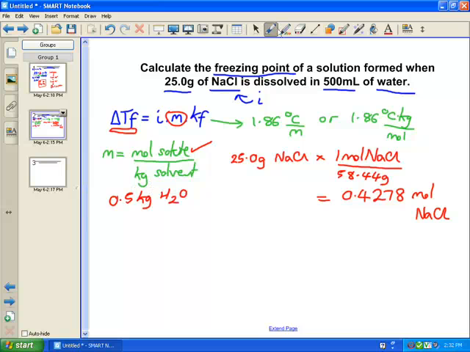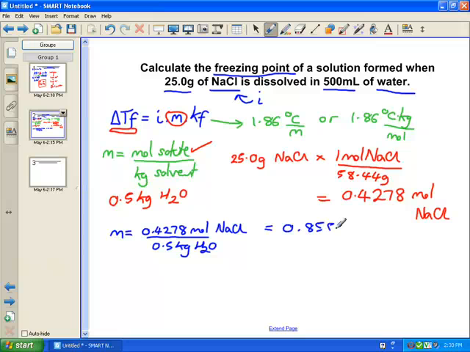Okay? Alright, so what we're going to do next is we're going to actually calculate our molality. Alright, so we have 0.4278 moles of our solute, moles of our NaCl, and that's all divided by our 0.5 kilograms of H2O. Alright, which gives us a molal concentration of 0.8556, if I can write that properly, moles per kilogram. Alright, that's our M. So we have our M, we have our Kf.